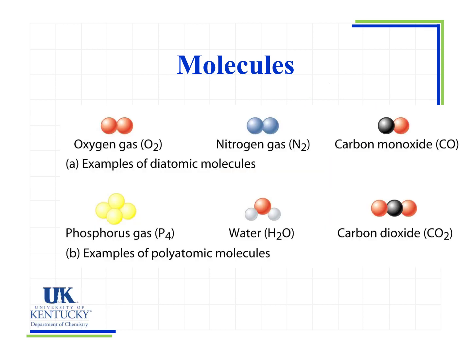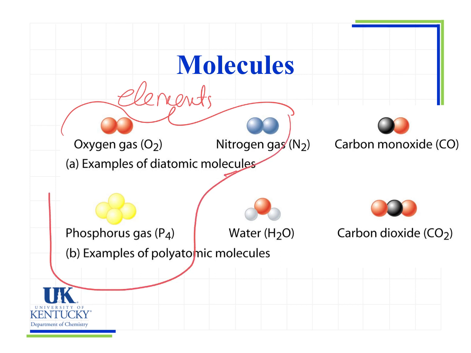So here are some other examples. These would be elements. They're made up of the same atom. So two oxygen atoms held together, two nitrogen atoms held together. This one is also an element, phosphorus, four phosphorus atoms held together.